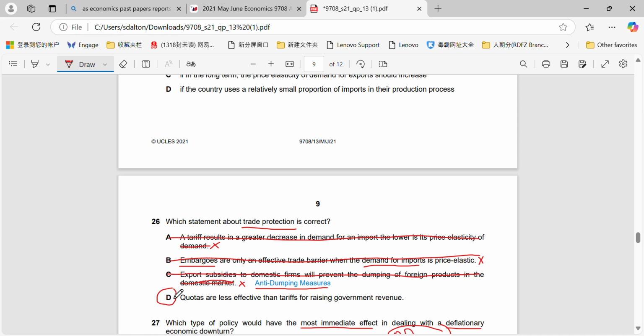So what we're left with is quotas are less effective than tariffs for raising government revenue. That is true. Tariffs allow the government to collect tax revenue, quotas do not. Remember, quotas are just a limit that is placed on the level of imports, whereas tariffs are directly taxes that are placed on the imports. So they would be more effective at raising revenue.